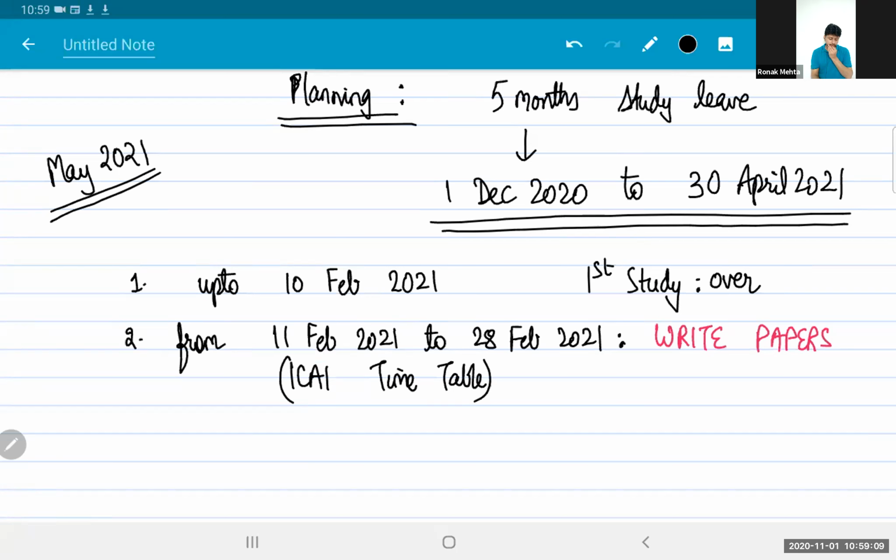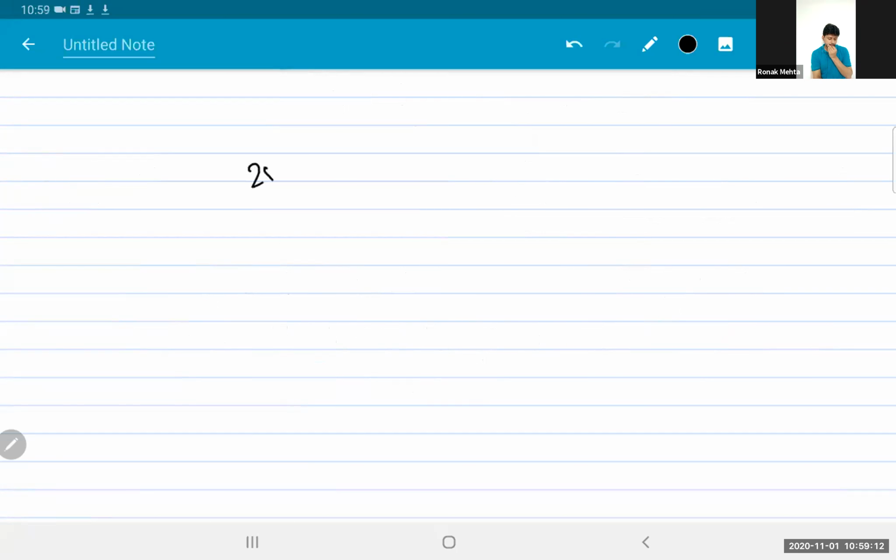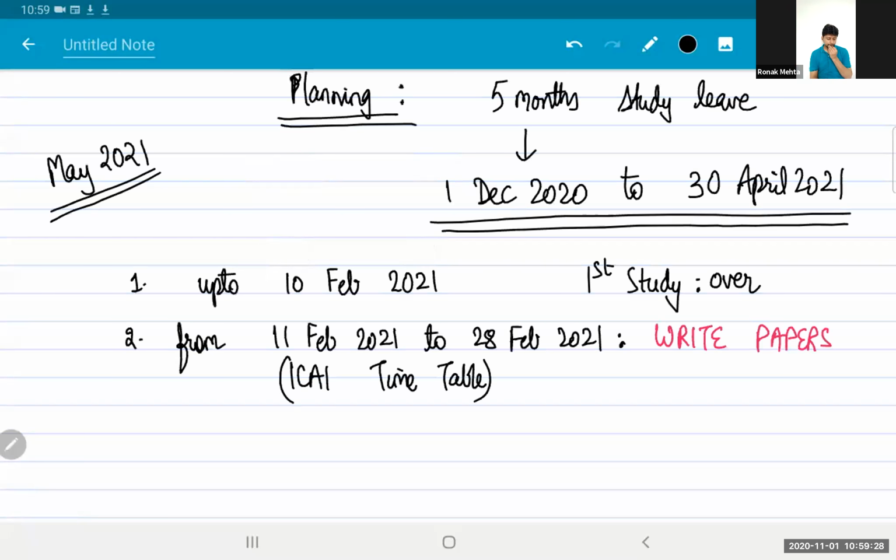So you can probably write IDT on 20th February, then DT on 26th February, and then work out the timetable in reverse. What this means is that in the last 18 days of February, 16 days are being used up for writing papers. You can use 1 day as a relaxation.